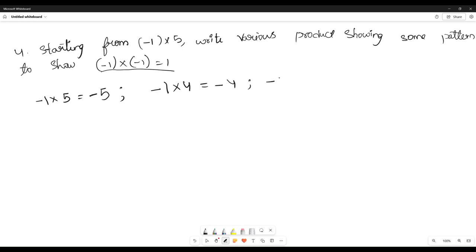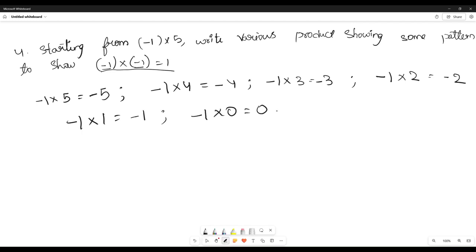Next, minus 1 into 3. It is minus 3. Minus 1 into 2. It is minus 2. Minus 1 into 1. But here they given minus 1 and minus 1. Both are negative. So we have to reach till negative 1. Minus 1 into 1, minus 1. Minus 1 into 0, which is always 0.